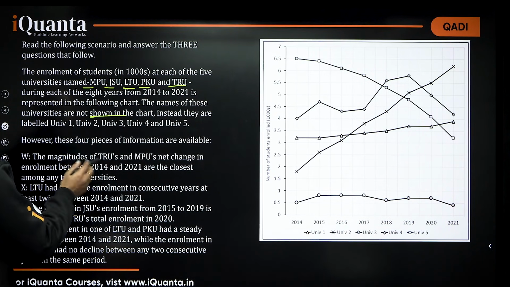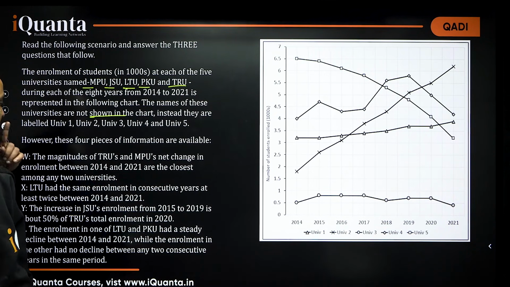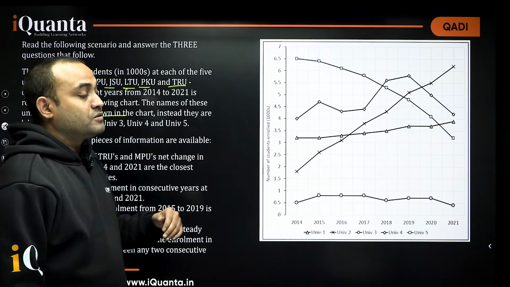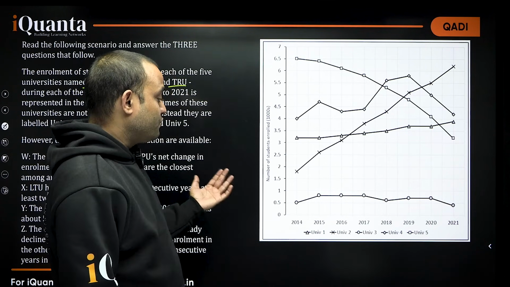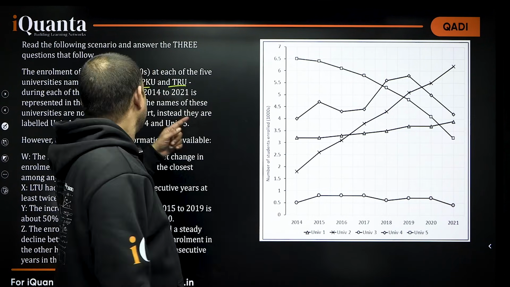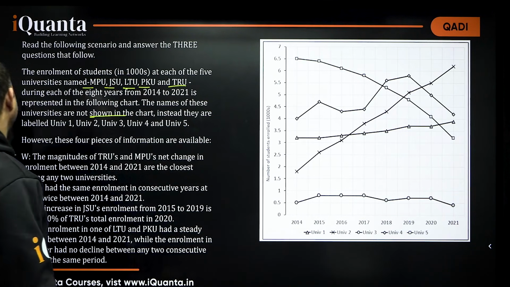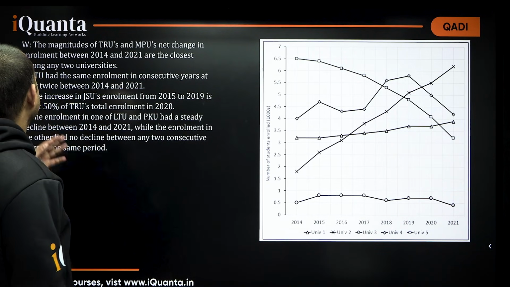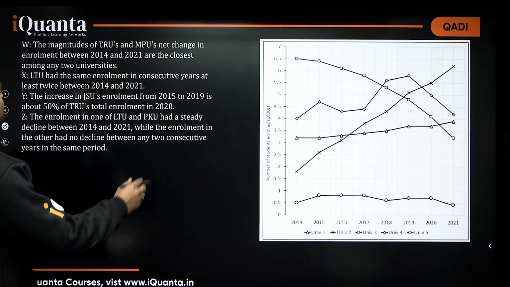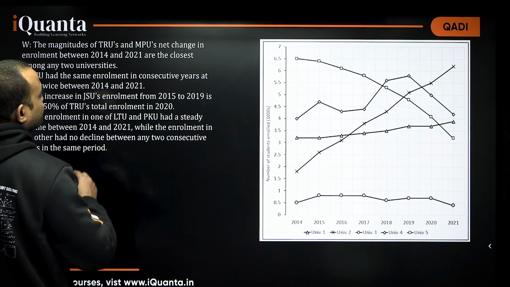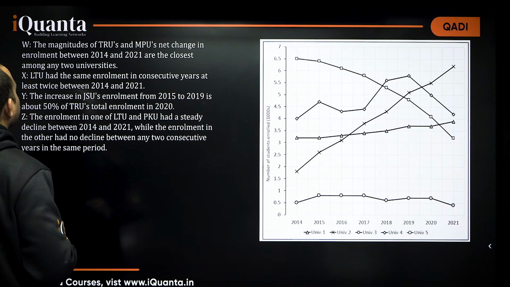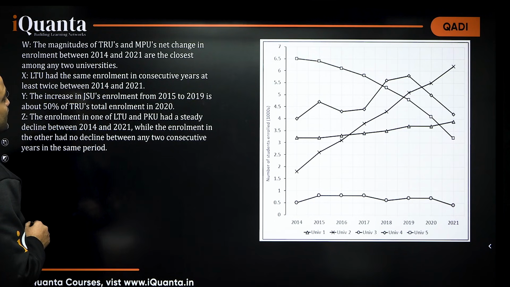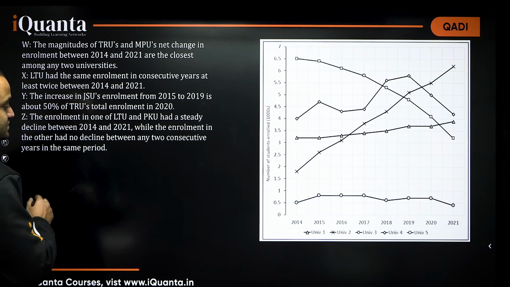However, these 4 pieces of information are available. On the basis of that, we need to find which university represents what name. So, let's try to understand this. The first statement says the magnitudes of TRU's and MPU's net change in enrollment between 2014 to 21 are the closest among any 2 universities.